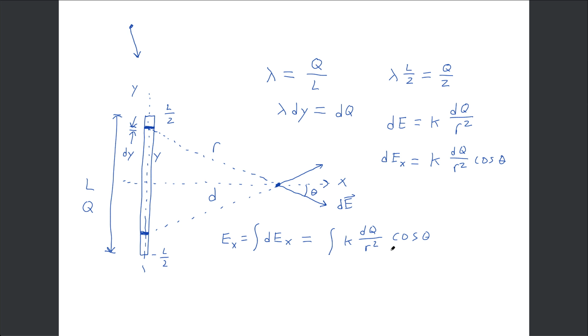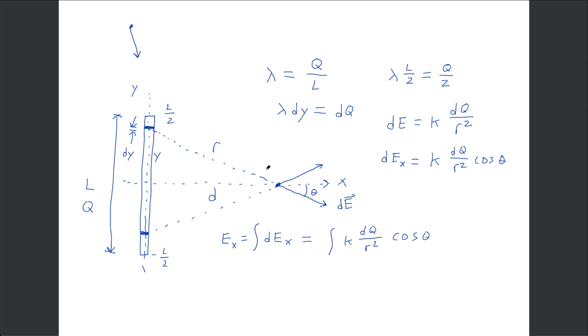So then the trick is we have to express everything inside this integral in terms of y. So how do we do that? Well, we can use the Pythagorean theorem for r. r is a hypotenuse. d is one side, y here is the other side. For any given point on our charge, on our rod, y is this side of the triangle, d is this side, and r is the hypotenuse.